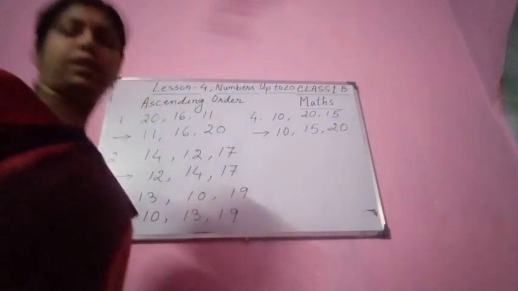Once again, see the board please. 20, 16, 11. We have to do this in ascending order: 11, 16, 20. Next one, 14, 12, 17: 12, 14, 17. Third one, 13, 10, 19: 10, 13, 19. Fourth one, 10, 20, 15: 10, 15, 20. I don't think anyone has any problem in ascending order.